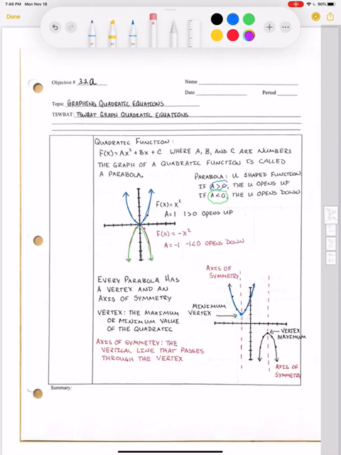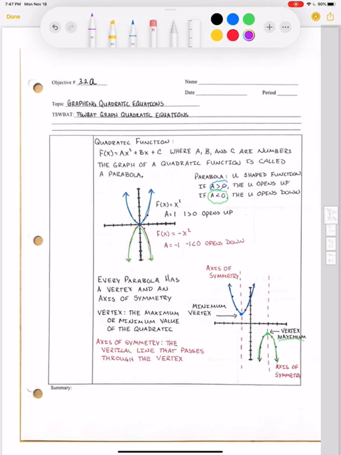If you look at this graph over here, you see you have a vertex that's a maximum because it's the highest point on the graph, and it changes direction. The graph is going up, up, up, up, up. It's increasing. Once it gets to the vertex, it starts going down or decreasing.